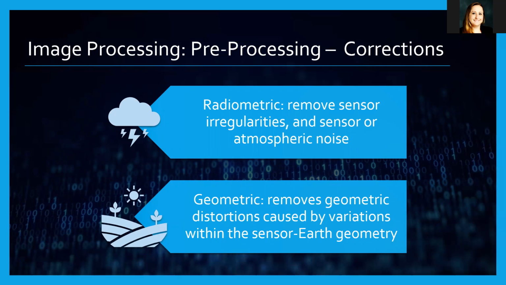Radiometric corrections remove sensor irregularities and any sensor or atmospheric noise so that the data accurately measures and represents the reflected or emitted radiation. Geometric corrections get rid of any geometric distortions caused by variations with the sensor to earth geometry. And that is when the data is given a coordinate and reference system.